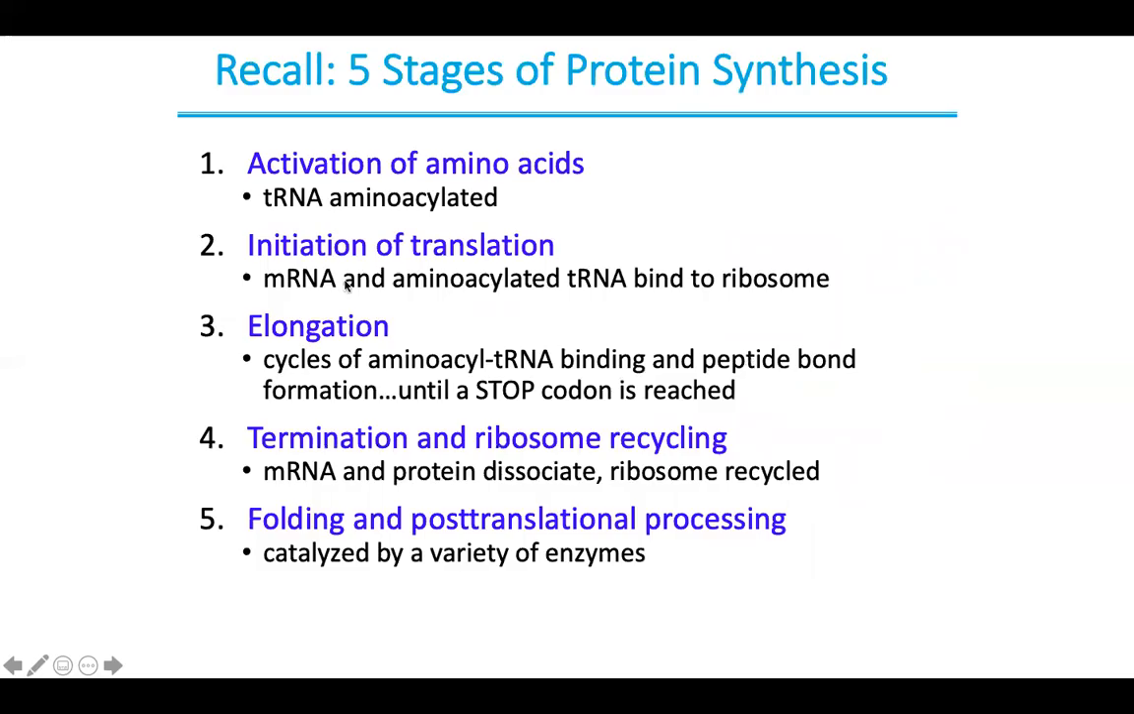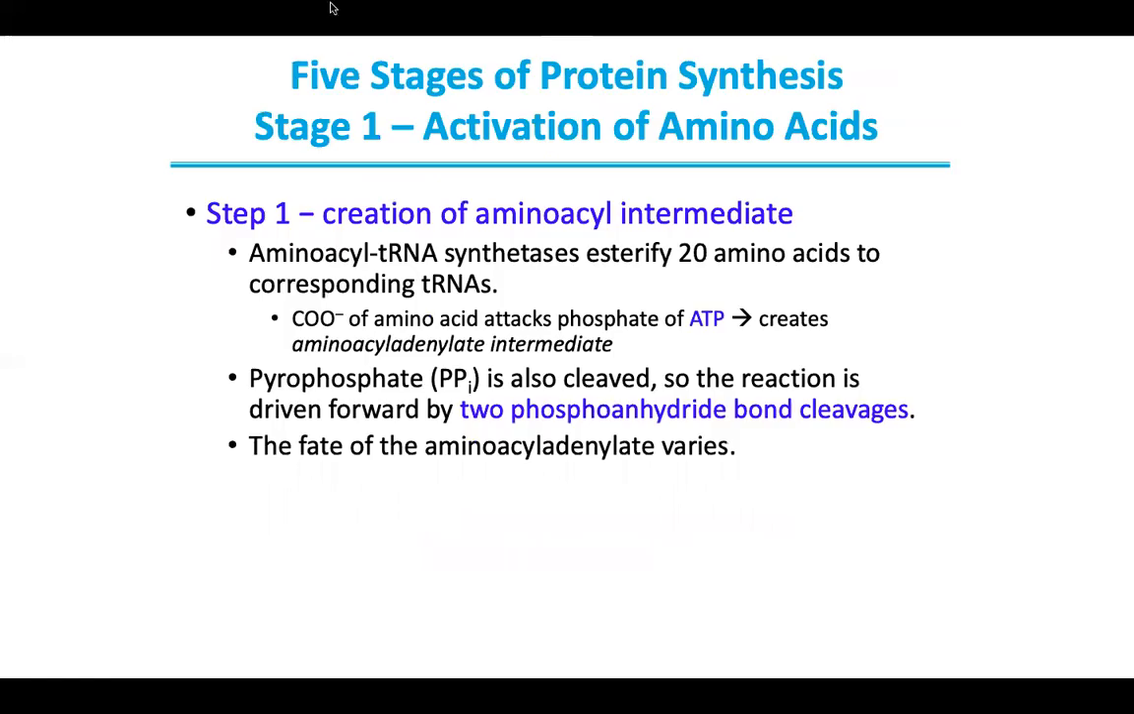So again, what are the 5 stages of protein synthesis? We have activation of amino acids, in which the tRNAs are aminoacylated. Initiation of translation: mRNA and aminoacylated tRNA bind to the ribosome. For elongation, there are cycles of amino acid tRNA binding and peptide bond formation until a stop codon is reached. Fourth, termination and ribosome cycling: the mRNA and protein dissociate and ribosomes are cycled. For folding and post-translational processing, it is catalyzed by a variety of enzymes.